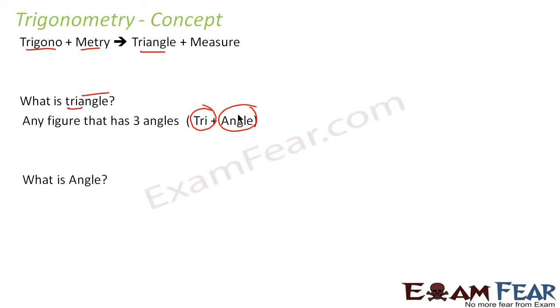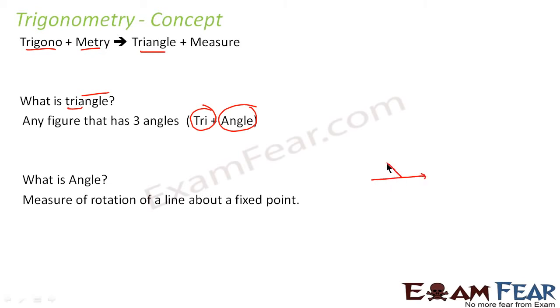What is angle now? Angle is nothing but the measure of the rotation of a line about a fixed point. So you have this line, you rotate this about this fixed point FP, you rotate this line about this point and you get this line. This whole thing is called an angle, one angle. It is a measure of rotation of a line about a fixed point. We'll learn more about angles in the next slides.